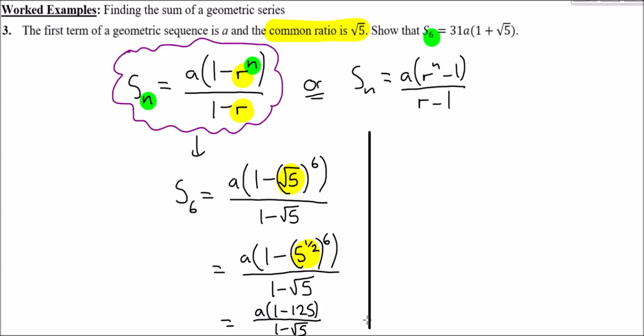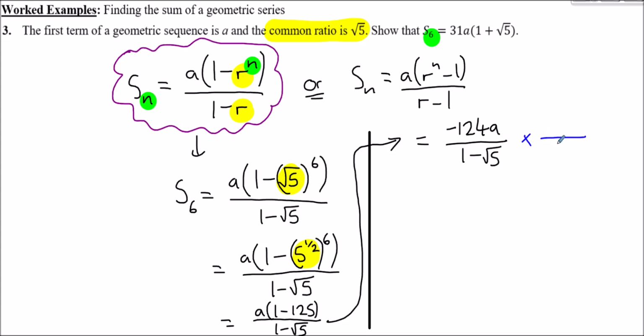Need a bit more space. So next, 1 minus 125 is minus 124. So I've got minus 124a all over 1 minus the square root of 5. I now need to rationalise the denominator. The way we do this is we multiply both top and bottom by pretty much the same thing here, but we just switch this symbol. If that were a plus, we change it to a minus. If it's a minus, we change it to a plus. So multiply top and bottom by this.